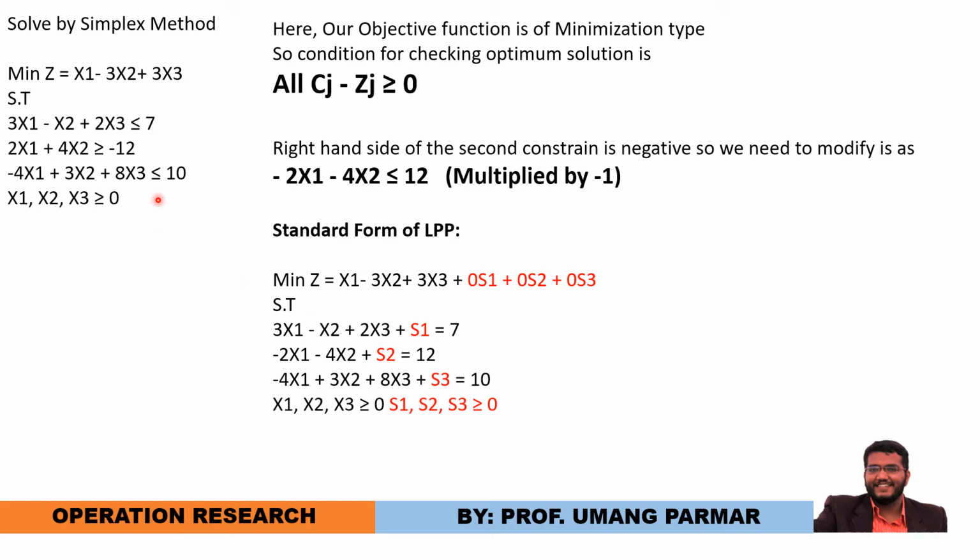So in place of less than or equal to, we are putting plus s3 equals, and the right hand side is 10. Here we can say that our x1, x2, x3 are all greater than or equal to 0, and also our s1, s2, s3 are greater than or equal to 0.